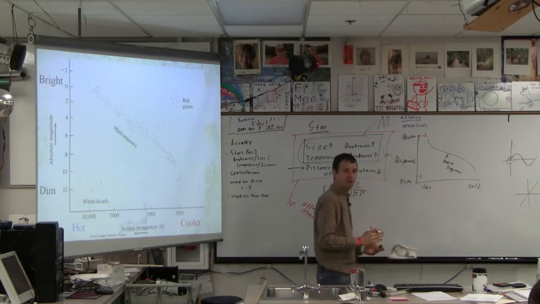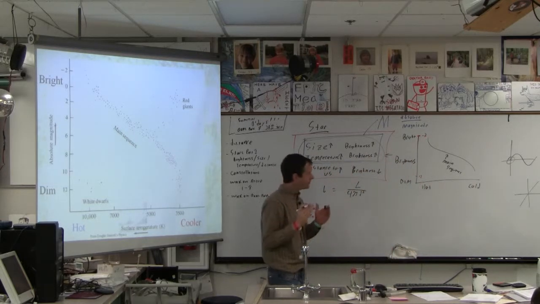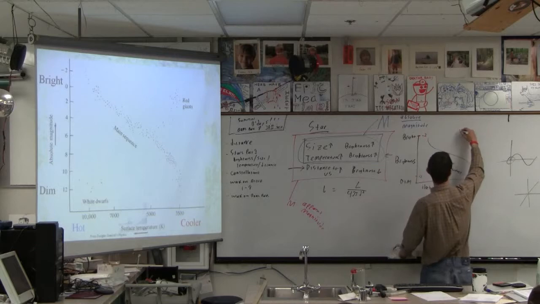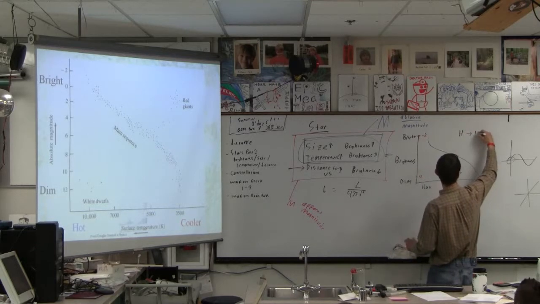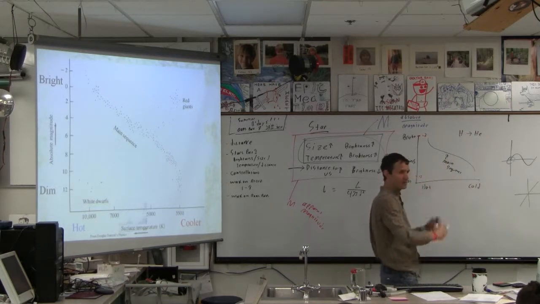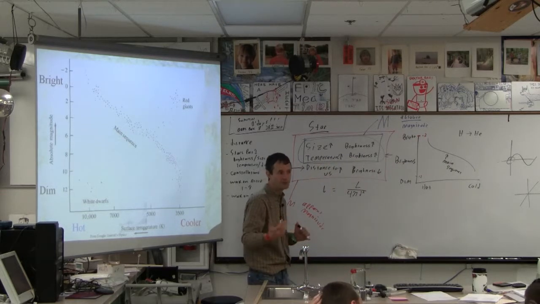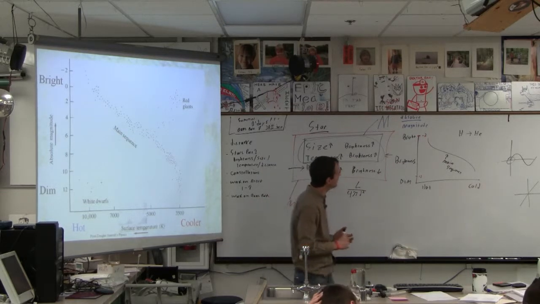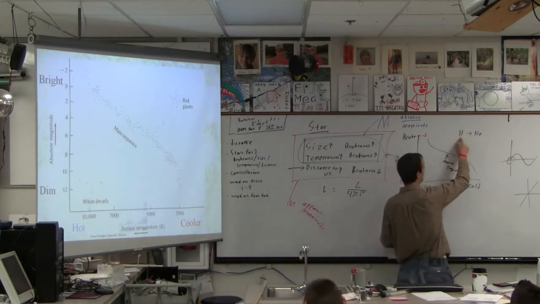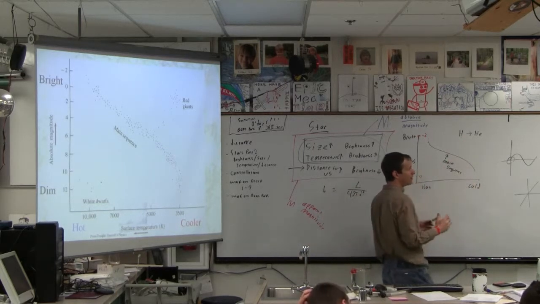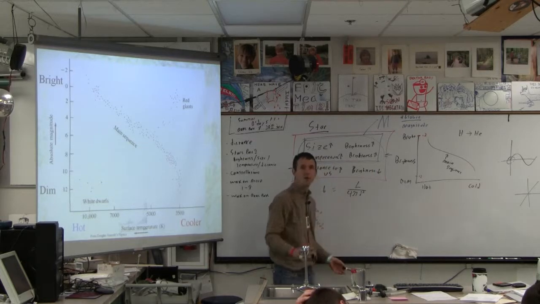Most stars are undergoing hydrogen fusion, turning hydrogen into helium. They are fusing atoms together, which releases a tremendous amount of energy. A hydrogen bomb uses the same basic reaction, right? Stars that are undergoing hydrogen fusion will fall on the main sequence somewhere.